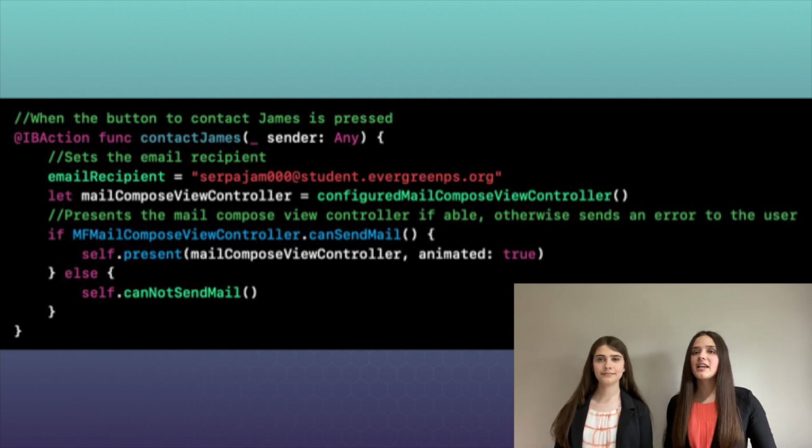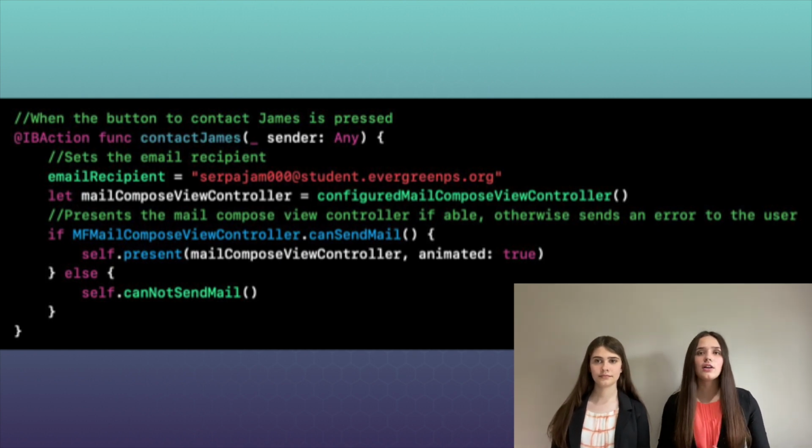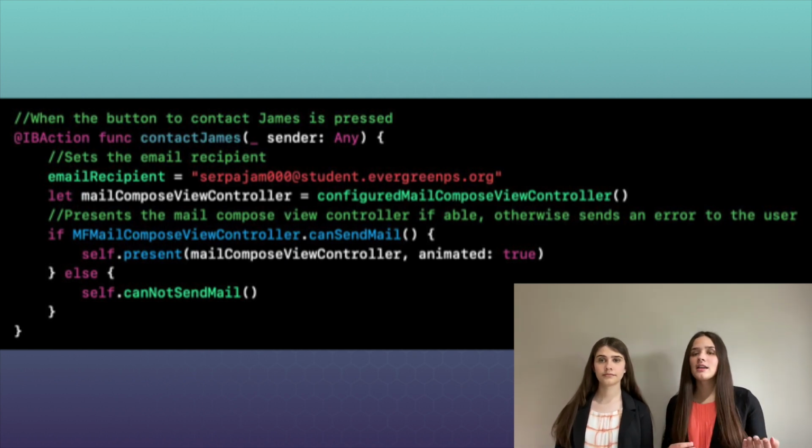This is a piece from the page in which users can contact their local chapter officers. This IB action is written for James's contact button. When it is pushed, the email recipient is set to his email, the mail compose view controller is configured, and then within the if-else statement, the application checks to see if it can send the email or not.